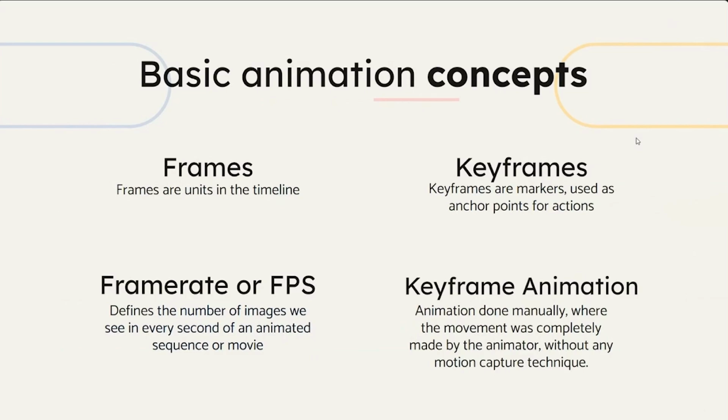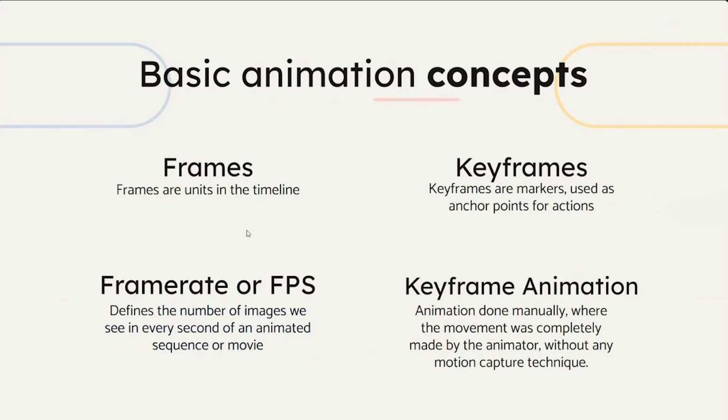A keyframe. Keyframes are markers used as anchor points for actions. For example, in a timeline you have many frames. Let's say you have 100 frames. You don't necessarily need to have 100 keyframes. Keyframes are set when you want to record or save a certain pose. You tell the software, okay, save this pose, and it creates a keyframe with all that information of rotation and location and everything related to how you manipulated the bones.